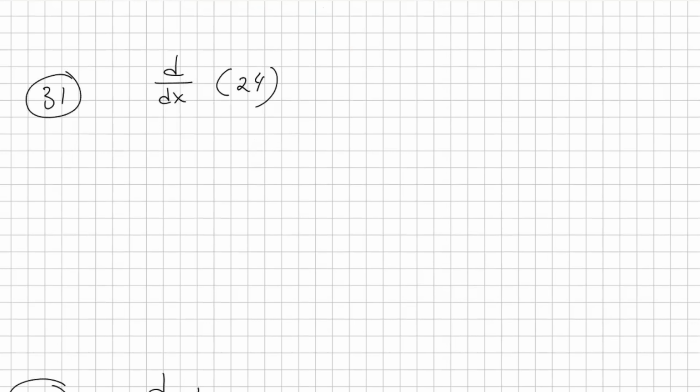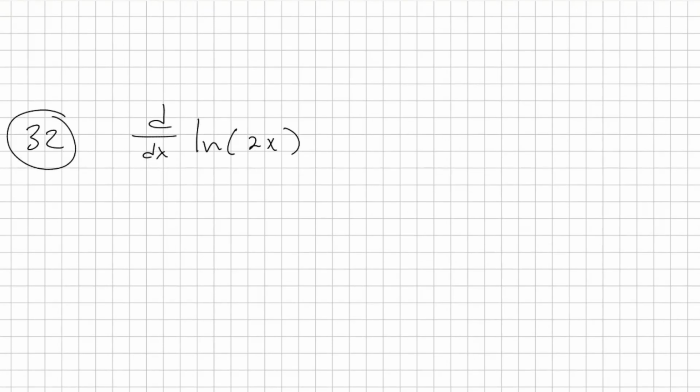Oh, here's a really straightforward one. Here it's saying take the derivative of 24, right? It's a constant value, so the derivative is 0. There we go. Simple.